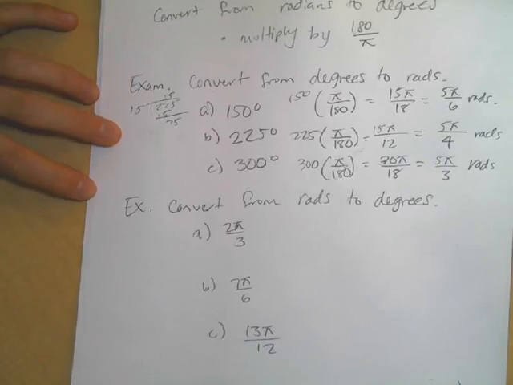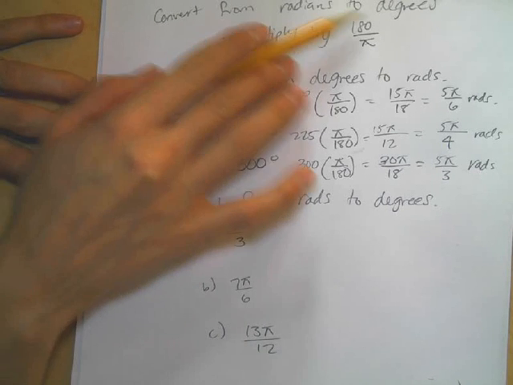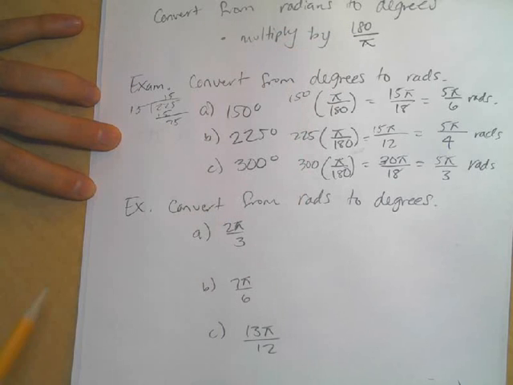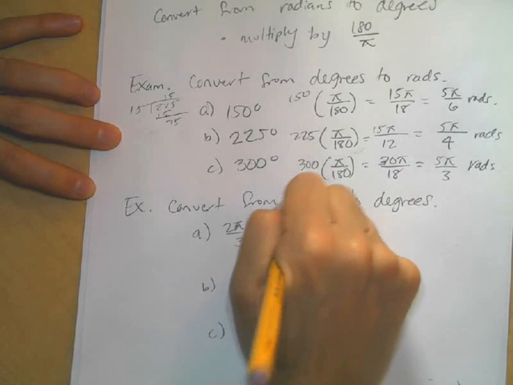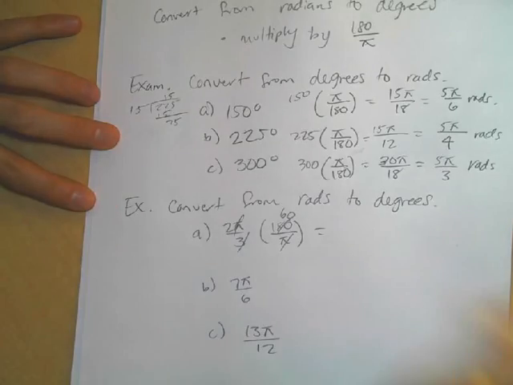Okay? So now, to convert from radians to degrees, what does it say up at the top there? What do we do? Multiply by 180 over pi. So we multiply by 180 over pi. And what happens to the pi's? The pi's cancel. And then how many times does 3 go into 180? 60 times. 2 times 60 is 120. Good.